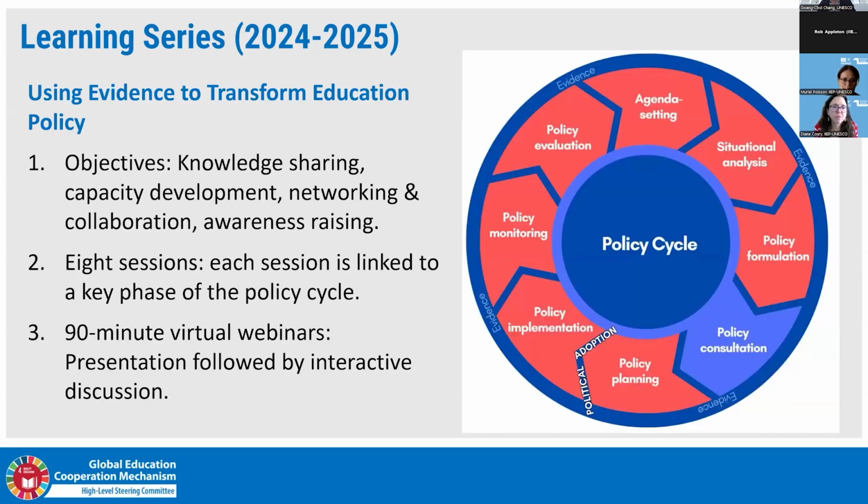So now, going specifically into the learning series. Today's session is on the second IIP strategic debate, while at the same time, it is the first of the learning series that we are organizing under functional area 1, on using evidence to transform education policy. As you can see, the objectives: we are aiming to have 8 sessions. Each session is linked to a different phase, to each of the stages of the policy cycle, as you can see on the right side.